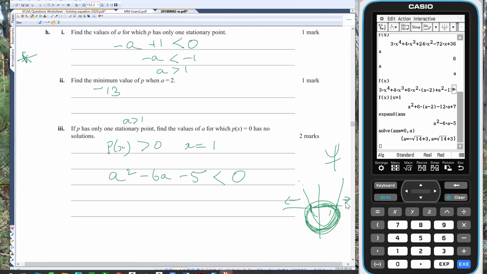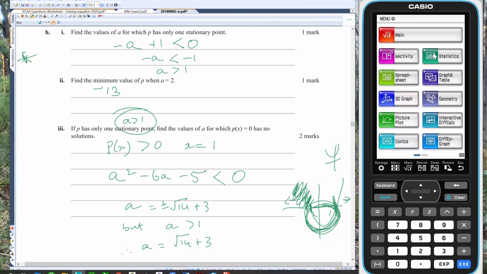It's going to be greater than 0 for the values less than that, and greater than 0 for the values larger than that. Now, we also note that A we know is already greater than 1. So we're going to forget that that one is there and only take this one here, this solution here. So we're going to say A is equal to negative root 14 plus 3, with a plus minus on that, but A greater than 1, therefore A equals root 14 plus 3. Now that's roughly 6 point something.